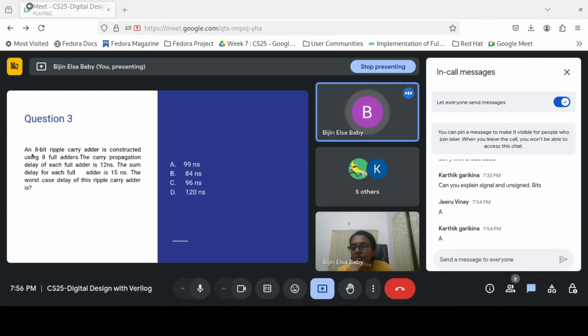Next question: a ripple carry adder is constructed using 8 full adders. The carry propagation delay of each full adder is 12 nanoseconds. The sum delay for each full adder is 15 nanoseconds. The worst case delay of this ripple carry adder is?